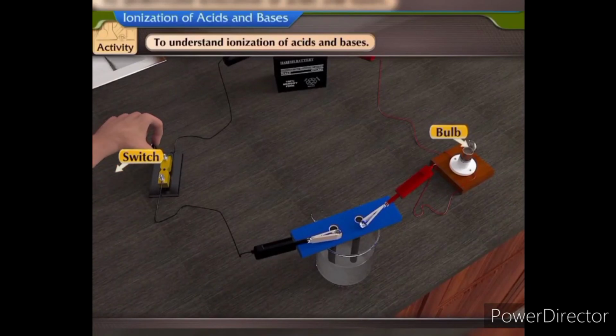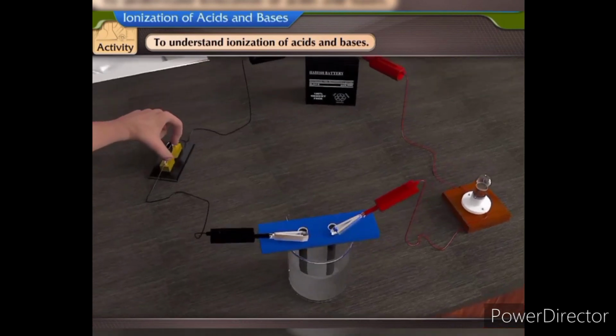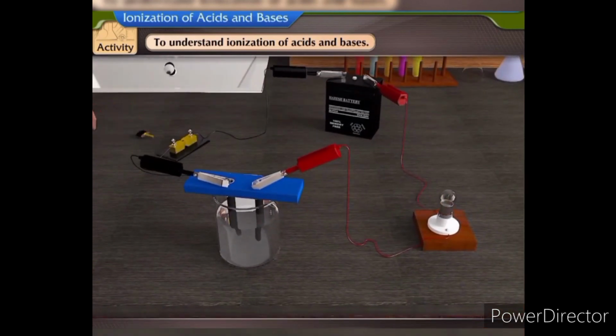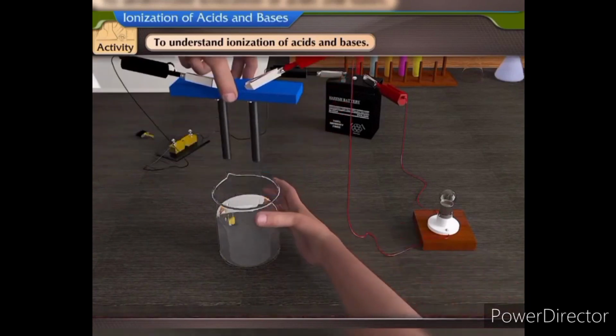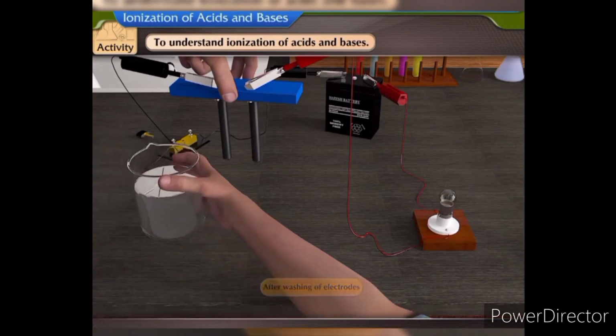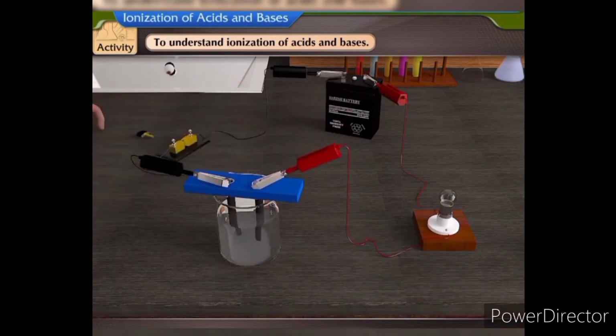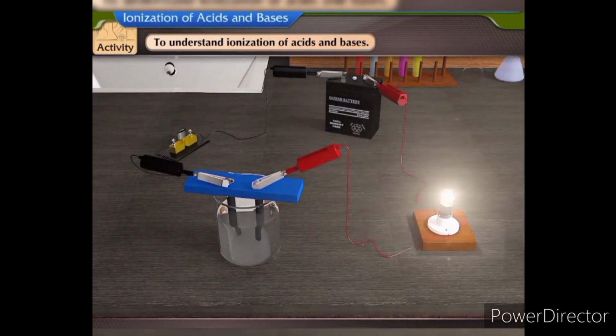Now switch on the current. What do you observe? Does the bulb glow? No, the bulb does not glow. Repeat the experiment by replacing the sugar solution in the beaker by dilute hydrochloric acid. Switch on the current. Now the bulb glows.